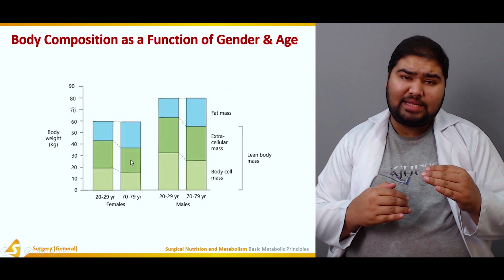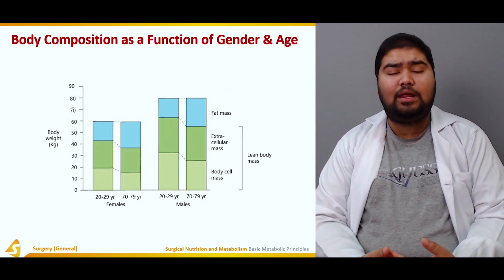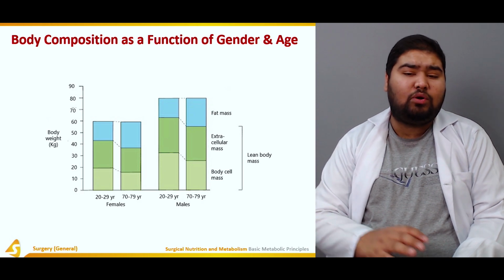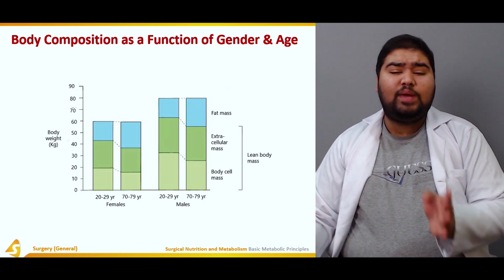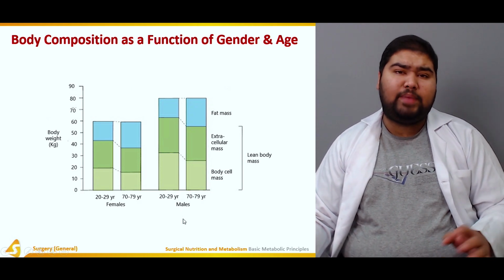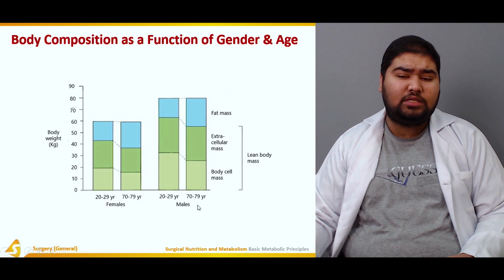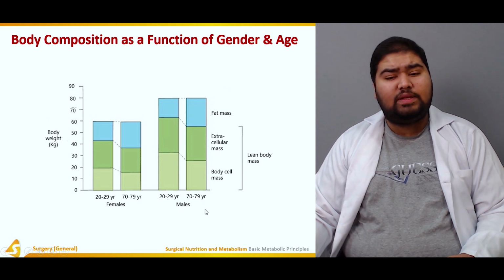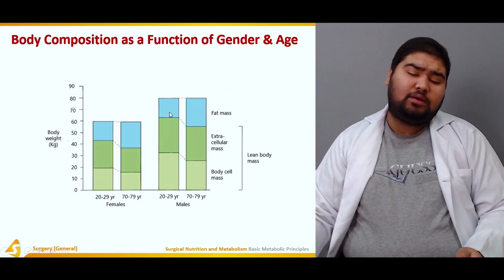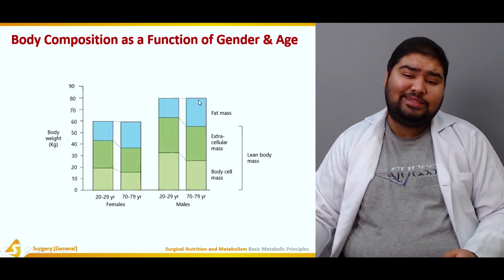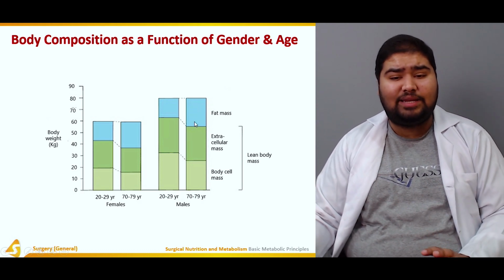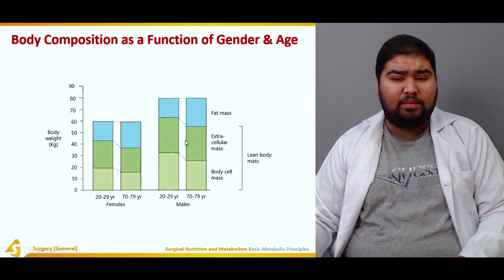So the fat mass is increasing, the extracellular mass is decreasing, as well as the body cell mass, it also decreases. Now we can find a similar relation in the males when we compare males between 20 to 29 years of age and 70 to 79 years of age. When the age of the males increased, we saw the fat mass increased.